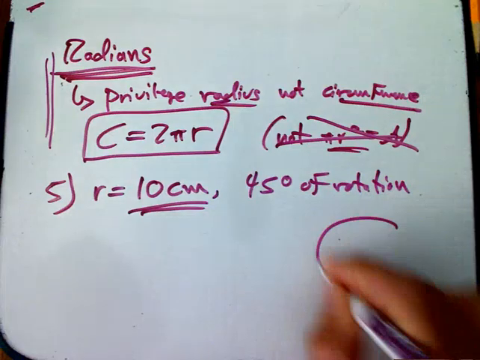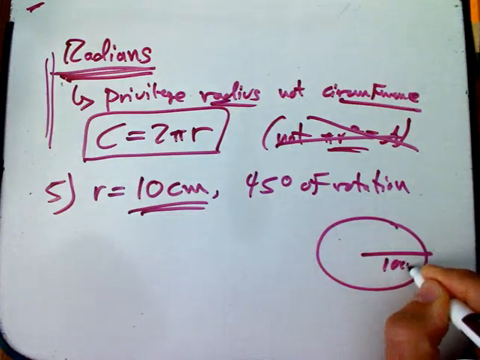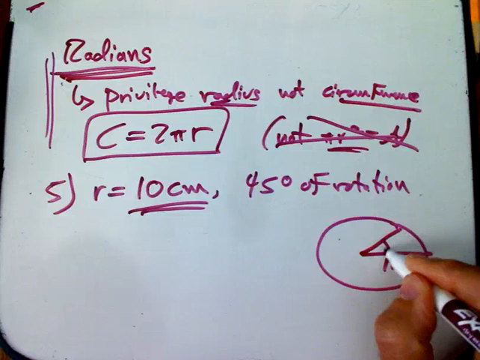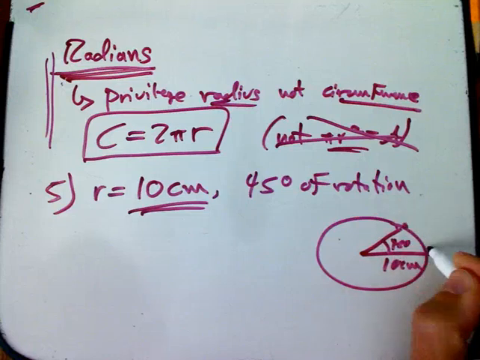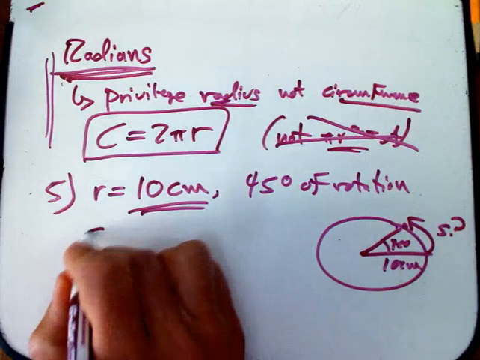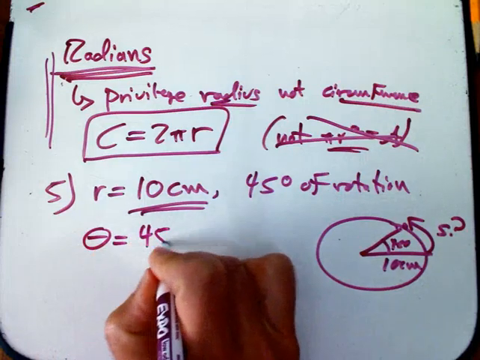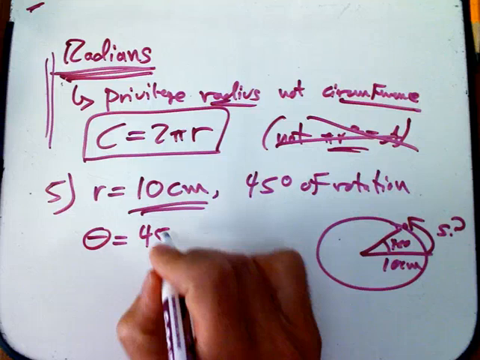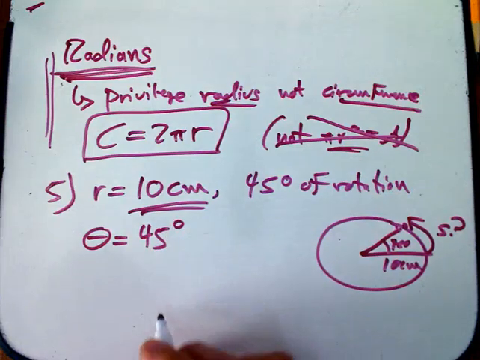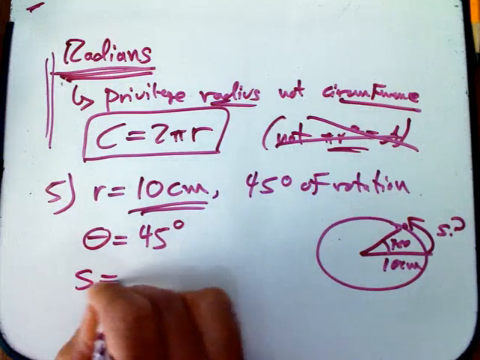Okay, so now I've got a wheel, and the radius is what's known, and it rotates by 45 degrees, and I want to know the arc length. Theta is often a good general variable. This is Greek theta for an angle. And I want to know the arc length.